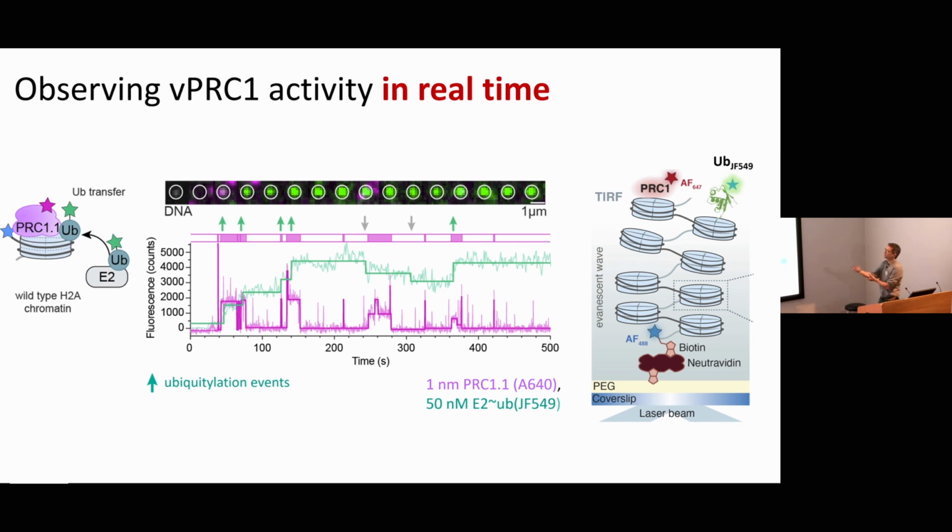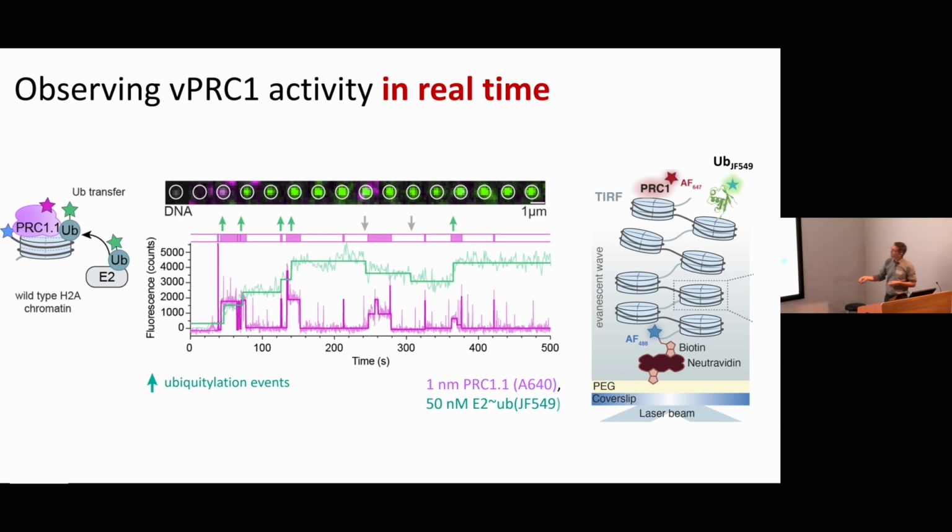So we can now take these traces and we can observe the reaction, the stepwise reaction. Again, in magenta, you see PRC1 binding events, and in green, these stepwise successive ubiquitination of chromatin. Each step is another ubiquitin molecule that gets deposited. And sometimes we also see steps down, which we attribute to photobleaching of the dye on ubiquitination.